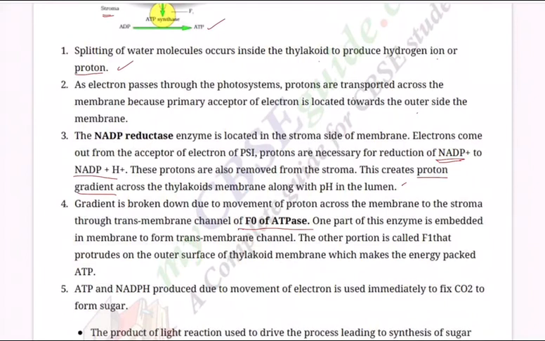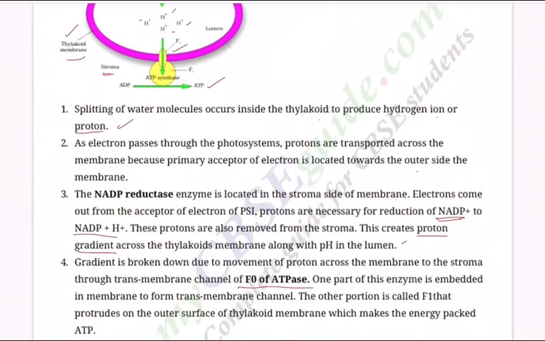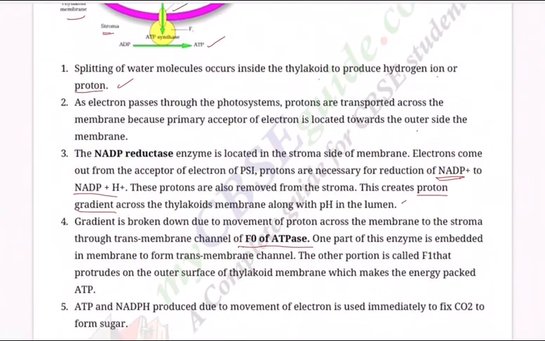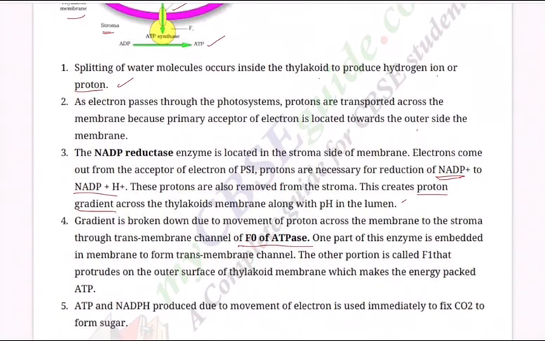One part of this enzyme is embedded in the membrane to form a transmembrane channel. You can see the embedment of one part, F0 is embedded and F1 is outside. The other portion is called F1 that protrudes, as you are seeing here, onto the outer surface of the thylakoid membrane, which makes the energy-packed ATP. So, this is the F1 particle making the production of ATP.